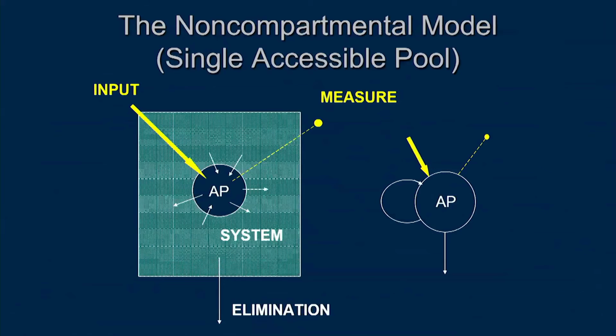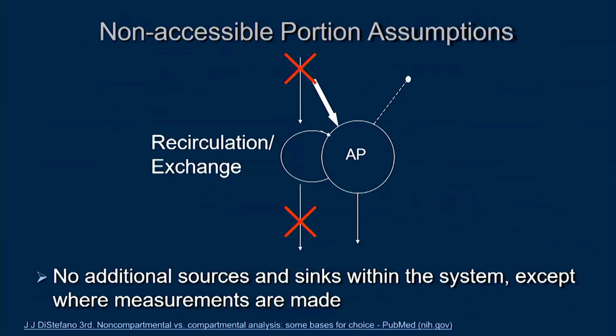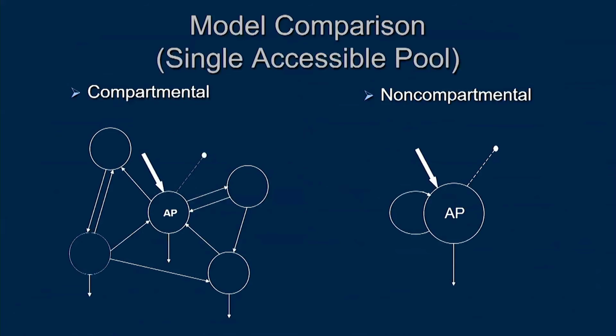So essentially, this recirculation arrow here means that anything that leaves the accessible pool, except through that irreversible loss that we see in the graph, has to come back. So there cannot be additional sinks, so to speak, within the system, except where measurements are made. And so, quite simple, right? It's a relatively simple model with respect to having to declare the individual components of the system, like in the compartmental framework.